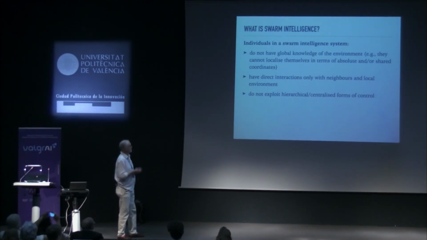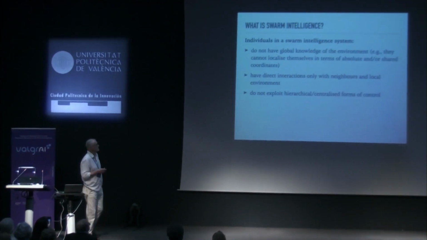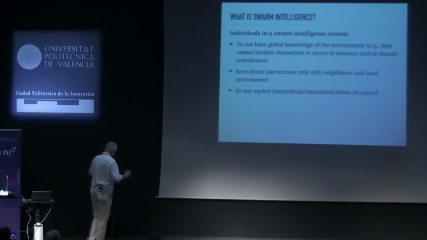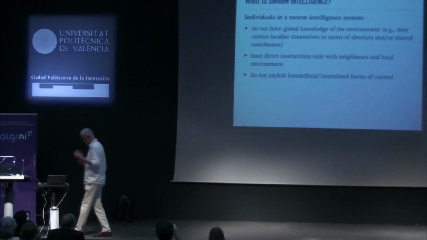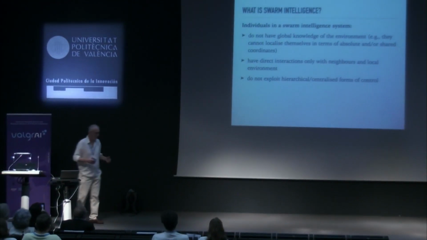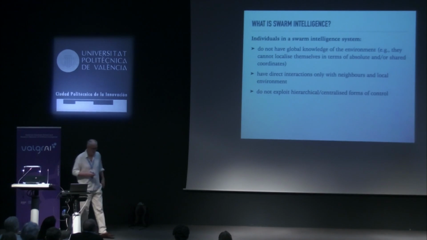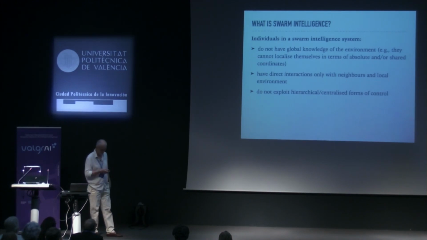Okay? So it's important that individuals in swarm intelligence systems do not have global information of the environment, as I said. They only interact with the neighbors. They do not exploit any hierarchical or centralized form of control. This last property, at least, is part of the standard classic definition of swarm intelligence. As you will see, I'm trying to go beyond.